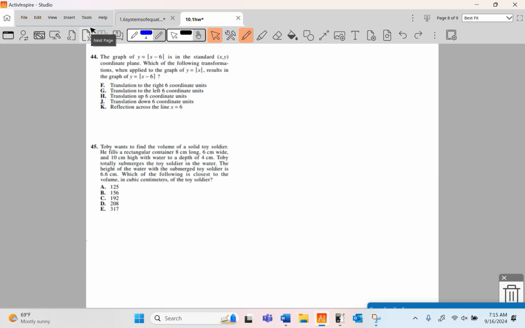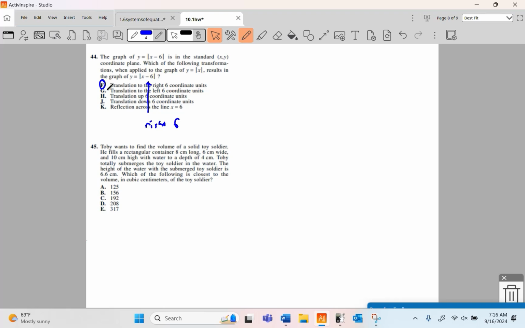The graph of y equals absolute value of x minus 6 is in the standard xy coordinate plane. Which of the following transformations applies to the graph of y equals absolute value of x, which results? Oh my lord, we know this. If we miss this, we have paid no attention. That is literally a right 6. Translation to the right 6. We know to do opposite. It's the easiest thing.